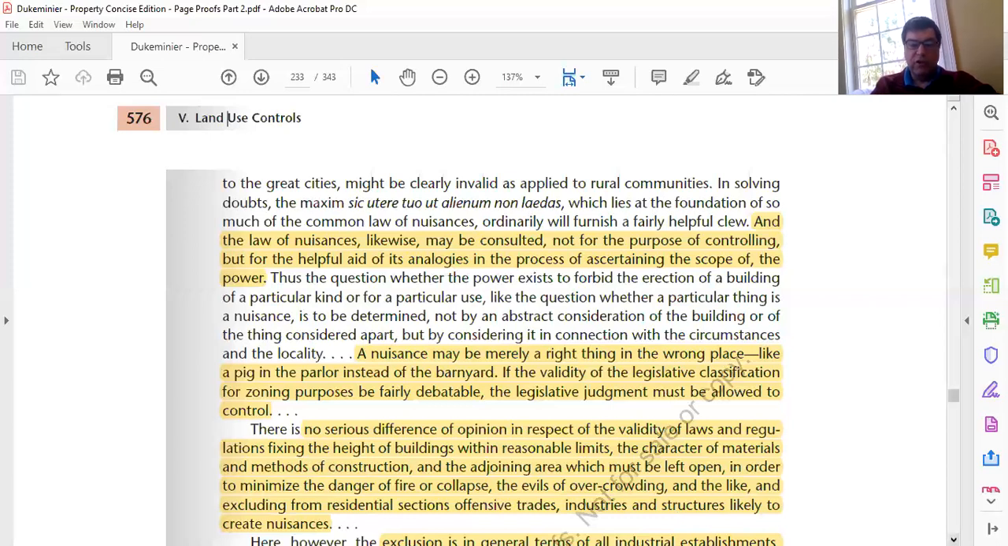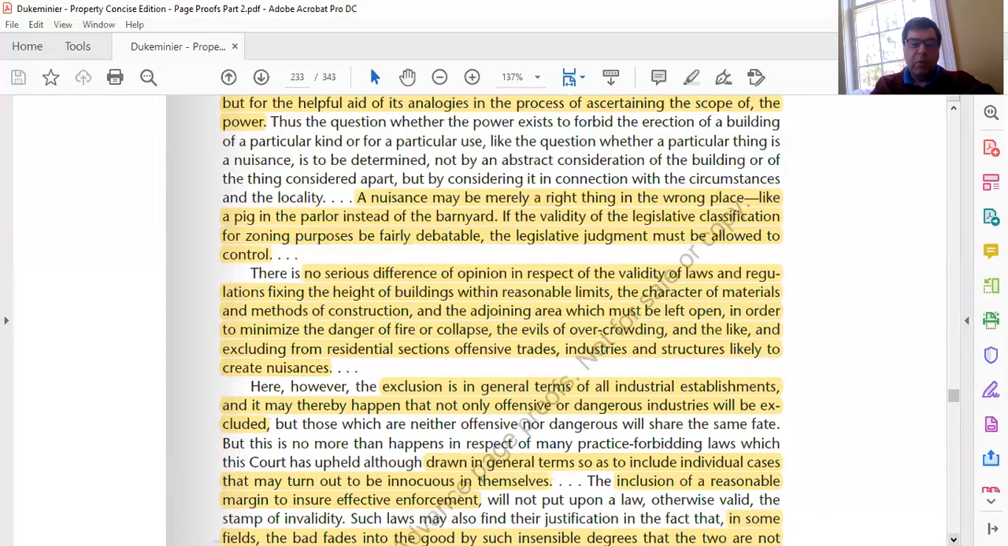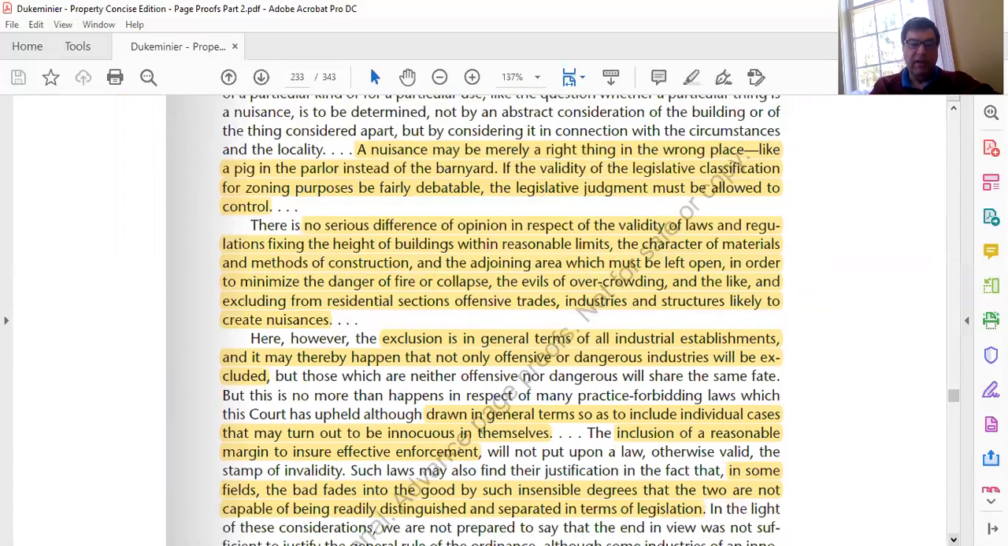In general, those kinds of restrictions are okay, but they point out that here the exclusion is in general terms of all industrial establishments, and it may thereby happen that not only offensive or dangerous industries will be excluded. What if you have some fairly innocuous industry, like makers of clothing or something that doesn't depend upon burning a lot of fossil fuels and putting out noxious fumes, so that it doesn't seem likely to create a common law nuisance? Can the village also exclude those sorts of industrial uses from residential areas under the police power? And the court decides that it can, that that is a permissible exercise of the police power.